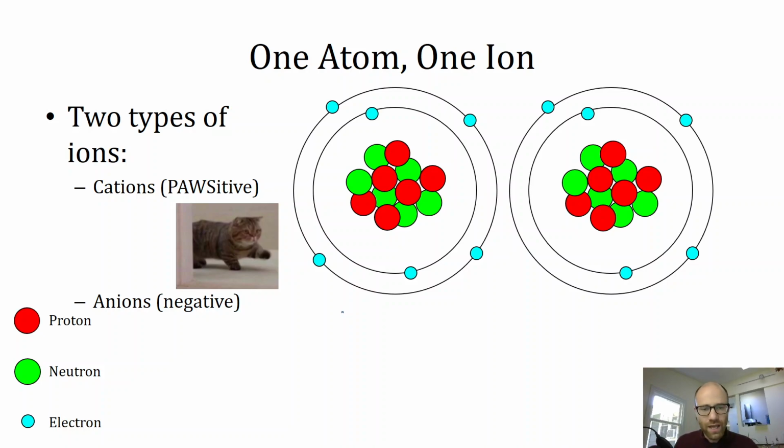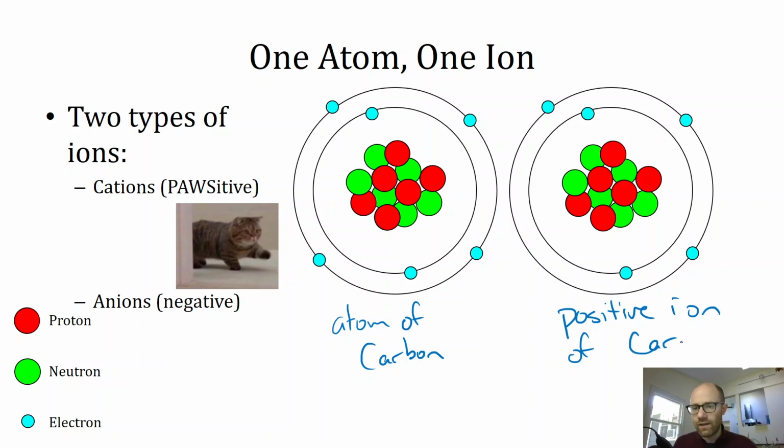So if we were to get a little bit more specific with our labeling, this would be an atom of carbon, and this would be a positive ion of carbon, or a carbon cation, if you will. The charge of this would be found by looking at the relative number of positives and negatives, protons and electrons. So we have here 6 positives and 5 negatives. So we've got plus 6 minus 5 equals a total of positive 1. This would be a carbon plus 1 ion.